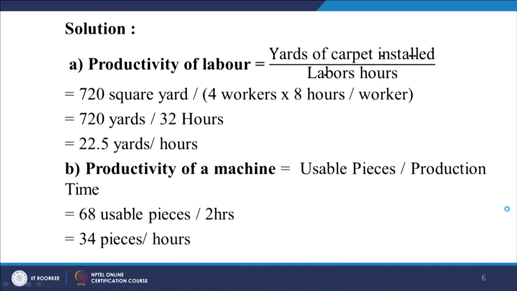Now in the first case, as I have told you, it is a case of partial productivity. Labor hours we are taking as the input. The first thing is the output. The output is the yards of carpet installed, and the input is the labor hours that go into the process of laying the carpet. Now 720 square yards has been installed, that is the output, and the input is 4 workers working for 8 hours per worker per day. So we can see that 32 hours is the input, 720 yards is the output. So 22.5 yards per hour is the productivity of these 4 workers working for 8 hours.